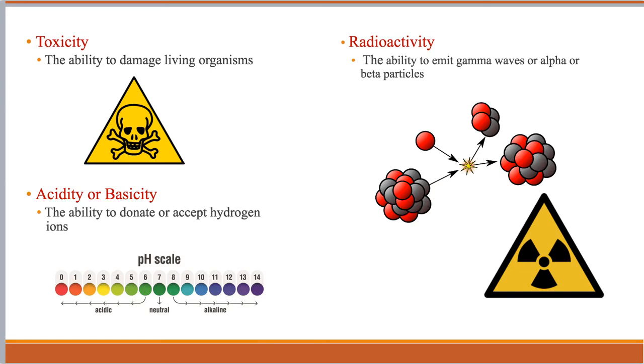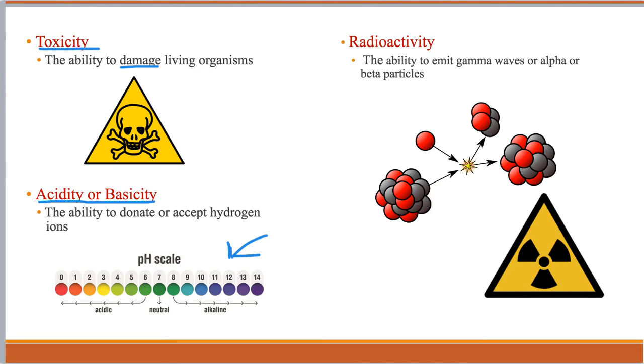Toxicity is another chemical property, and that's the ability of a substance to damage living organisms or the tissues inside living organisms. And then we have how acid or base or alkaline, acidity and basicity are related to, again, something chemical, the ability to donate or accept hydrogen ions. We measure that, of course, with the pH scale, which will be something you will get to do.